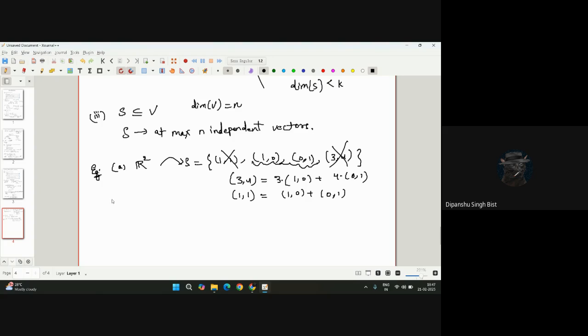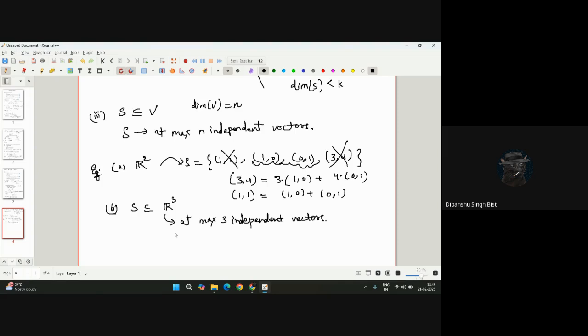Okay, same goes with R3. If I talk about R3, if I take any set from R3, so if S is some subset of R3, then it can have at max 3 independent vectors. Okay, same goes for R4. If I have R4, I can have at max 4 independent vectors.